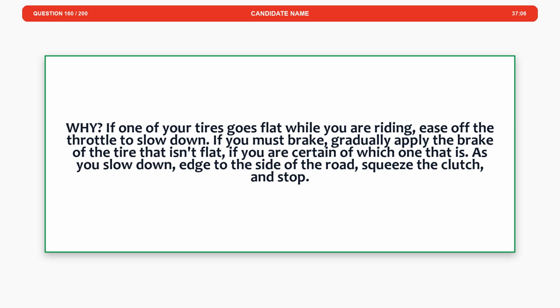Explanation. If one of your tires goes flat while you are riding, ease off the throttle to slow down. If you must brake, gradually apply the brake of the tire that isn't flat if you are certain of which one that is. As you slow down, edge to the side of the road, squeeze the clutch and stop.